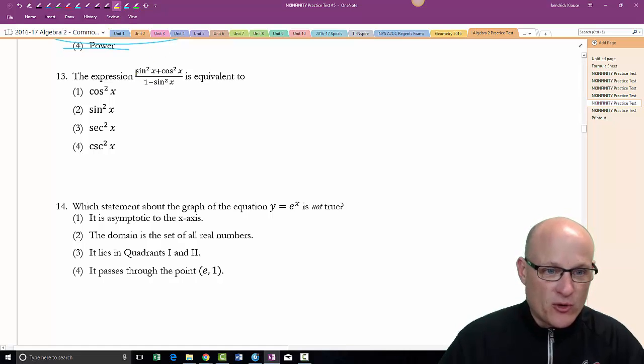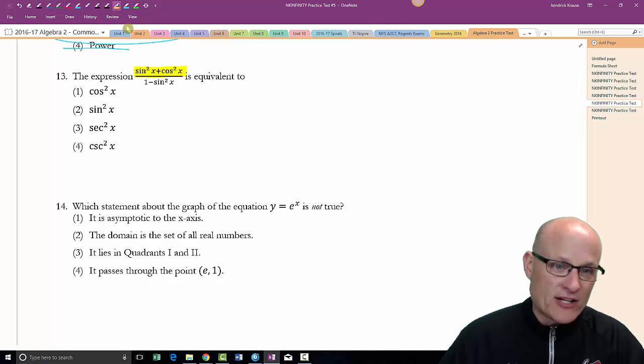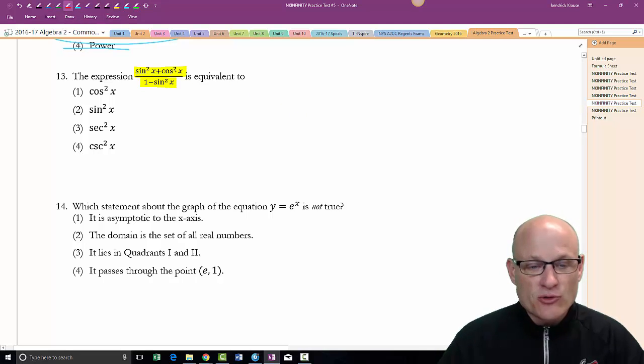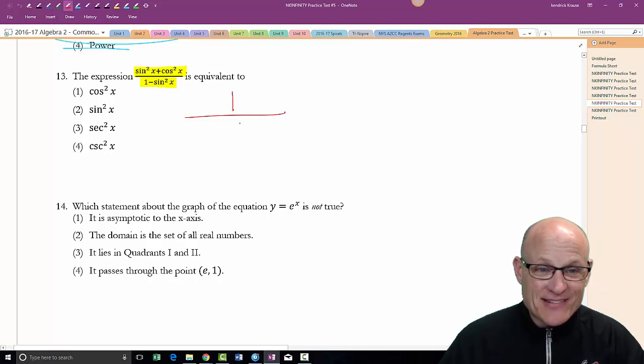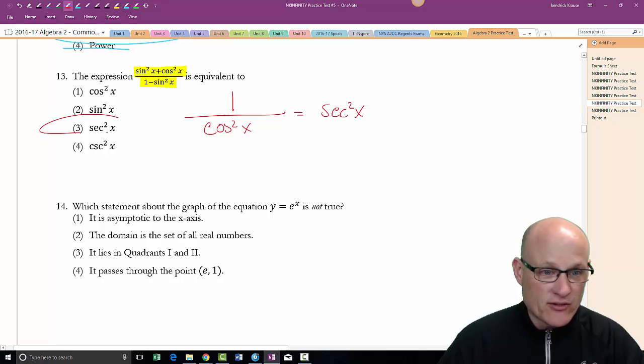One of your flashcards, if you got the flashcards, is what is sine squared plus cosine squared. You need to know that. One of the other flashcards is what is 1 minus 2 sine squared. You need to know that. Now, sine squared plus cosine squared is 1. 1 minus sine squared is cosine squared. Well, wait a second. 1 over cosine squared is just the reciprocal function secant x. There it is, secant squared x.